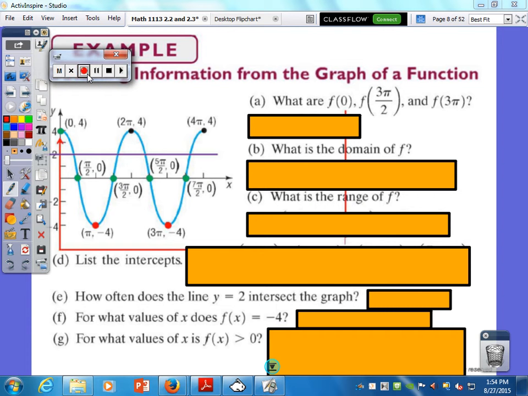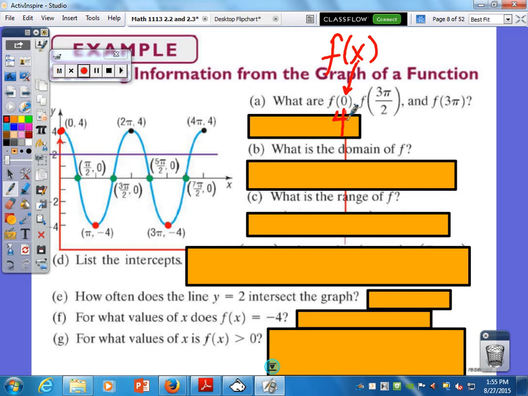So the first thing that you'd want to tell me is, what does that 0 represent? In function notation, we usually have f of... hey, the screen's still frozen. We have f of what? F of x. So what does that 0 represent again? The x value. So I need to go to an x value of 0 and find out what my y value is. So f of 0 is 4.